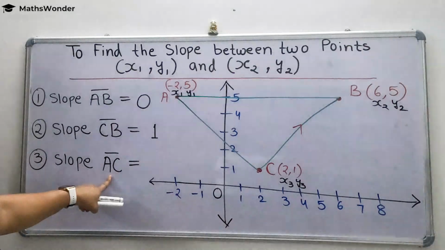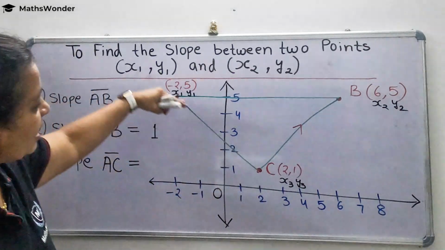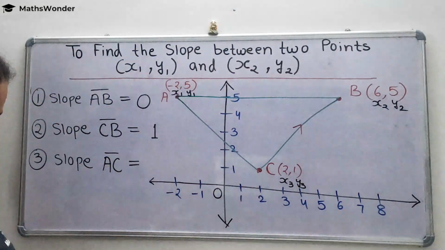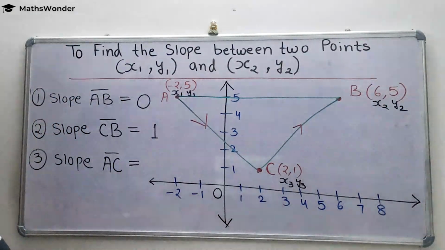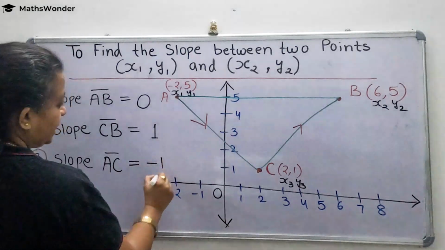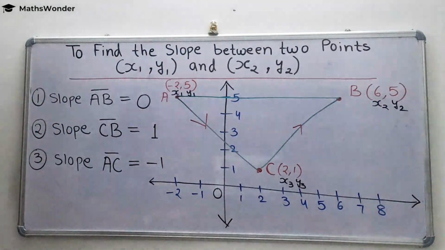Now see AC, A and C. A to C, when it goes down from left to right, it's negative. You will find it, you will get -1 as the answer, which is negative, right?